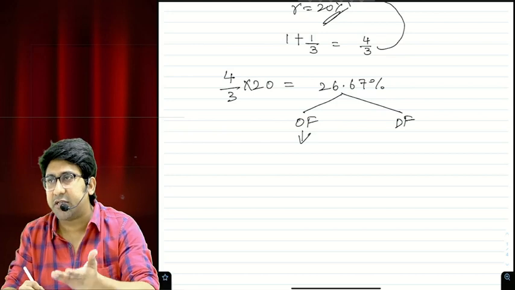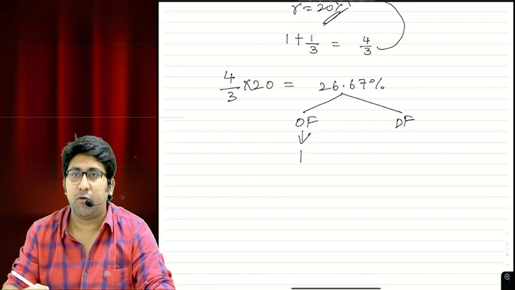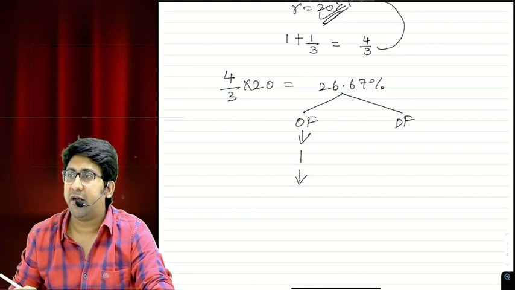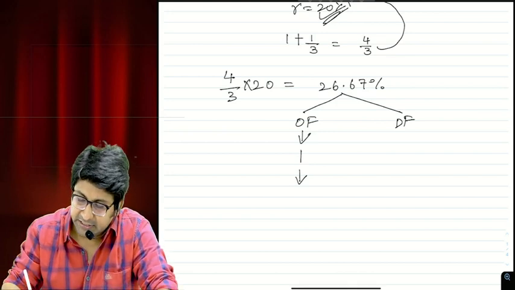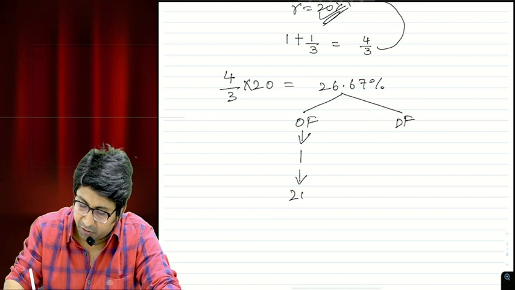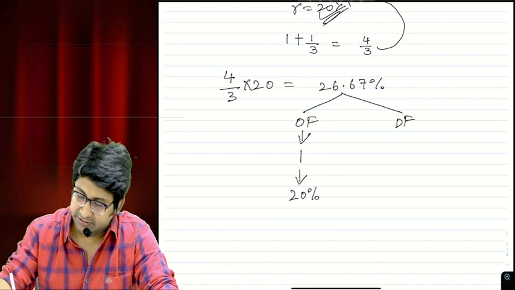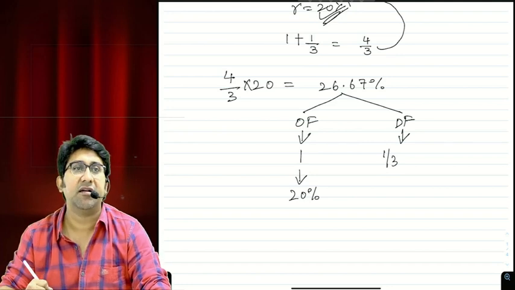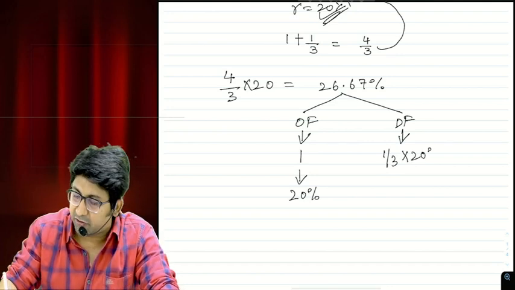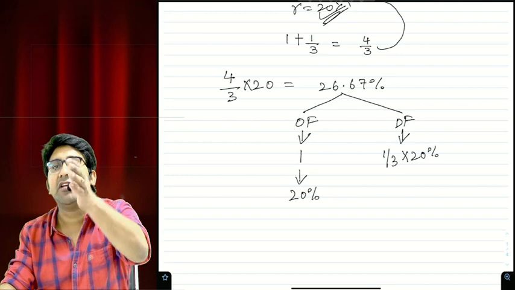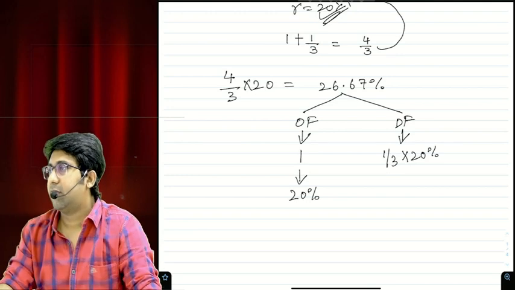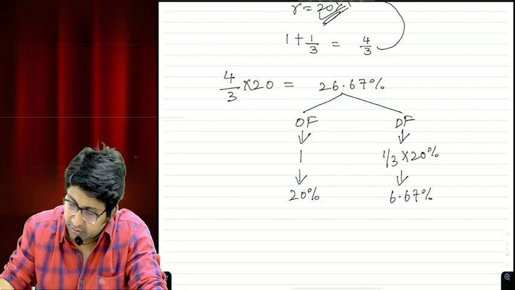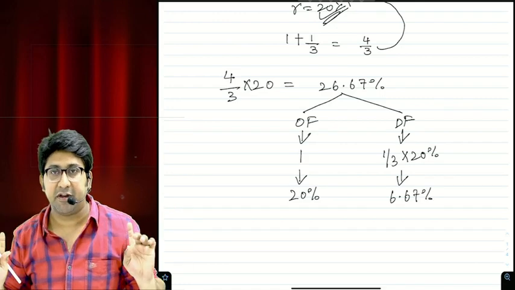Own fund is how much? 1 rupee is the own fund. On this 1 rupee, how much return would I get? 20%. Tell me, the debt fund, how much did I invest? This 1/3 also would have given a 20% return, but 1/3 of 20 only I will get. Clear? How much? 6.67. This is the breakup of that 26.67.